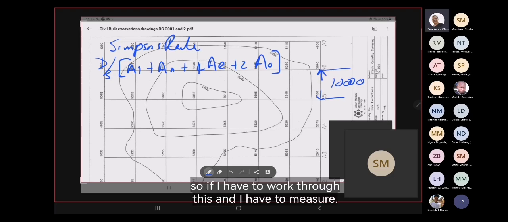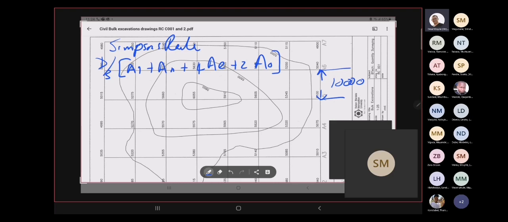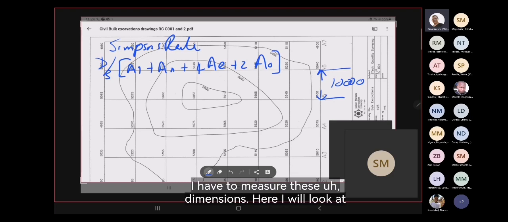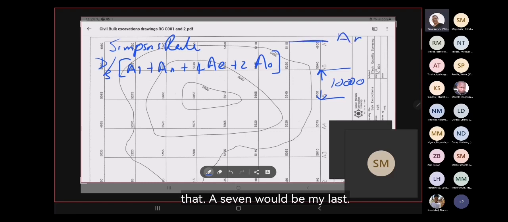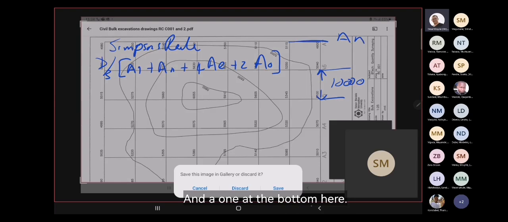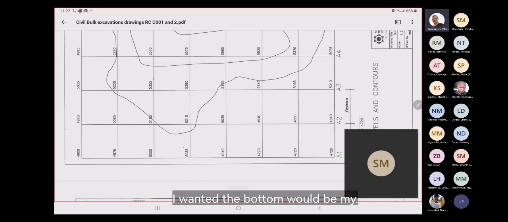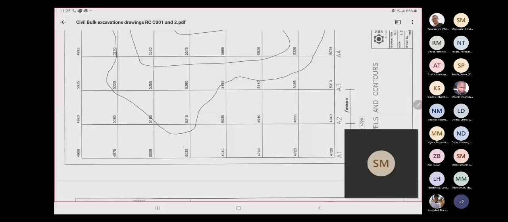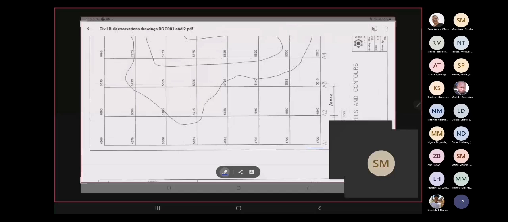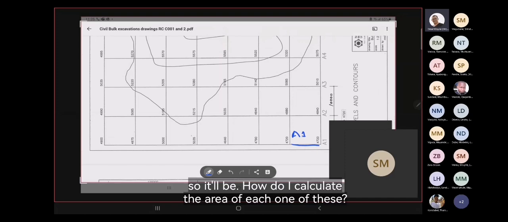If I have to work through this and measure these dimensions here, A7 would be my last, and A1 at the bottom here would be my first. So how do I calculate the area of each one of these? I calculate them by drawing a table for myself.